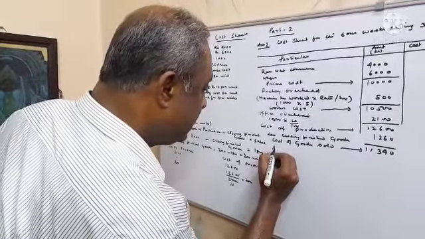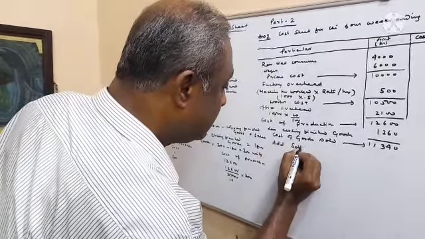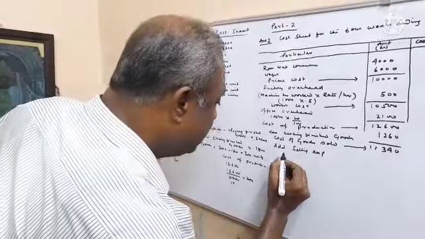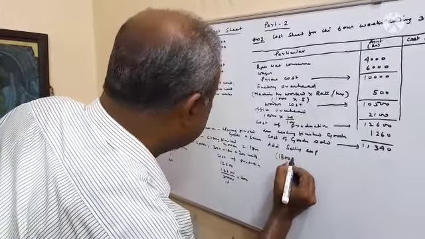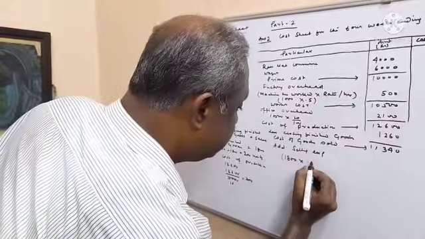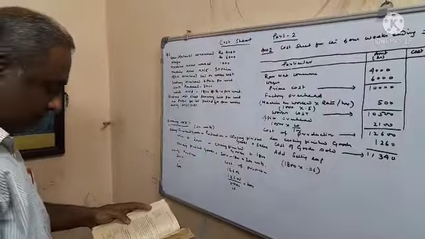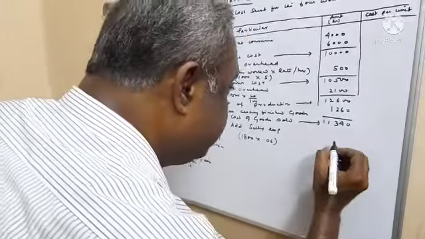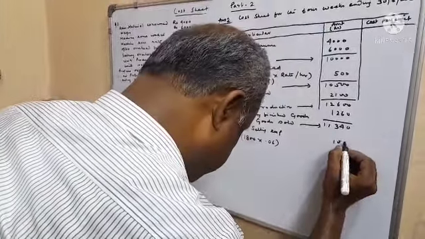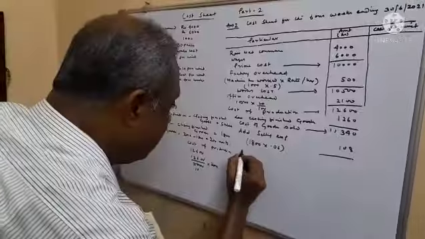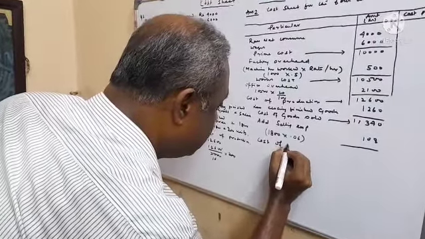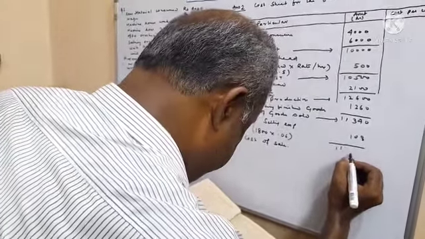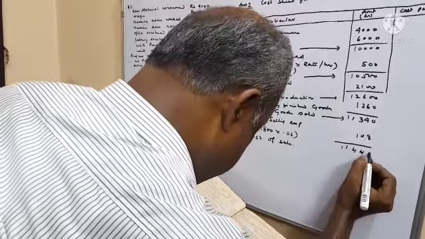Selling expenses 6 paisa per unit sold. So units sold is how much? 1,800 into 0.06. Result will be how much? 108. That is cost of sale. Cost of sale will be 11,448.